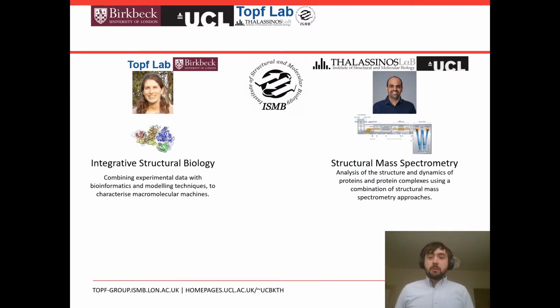Proteins are three-dimensional molecules that perform many essential functions in living cells, and understanding their 3D structure is important for learning how they work. So in the Topf lab, headed by my supervisor Maya Topf, we work to produce algorithms that model protein structures using different types of experimental data. So this data can be from cryo-electron microscopy, X-ray crystallography, or various others.